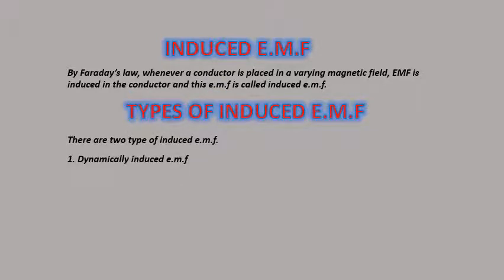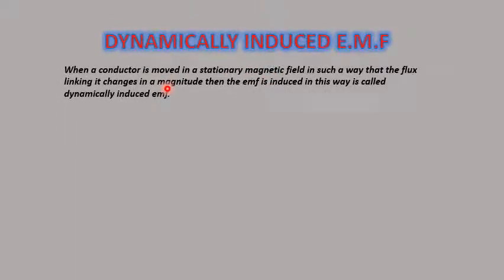There are two types of induced EMF: dynamically induced EMF and statically induced EMF. Dynamically induced EMF. When a conductor is moved in a stationary magnetic field, so basically in the start of this chapter we have studied various tricks to produce this induced EMF. Either we can move the coil around a stationary magnet, or we can move the magnet around a stationary coil. So basically these two are the kinds of induced EMFs.